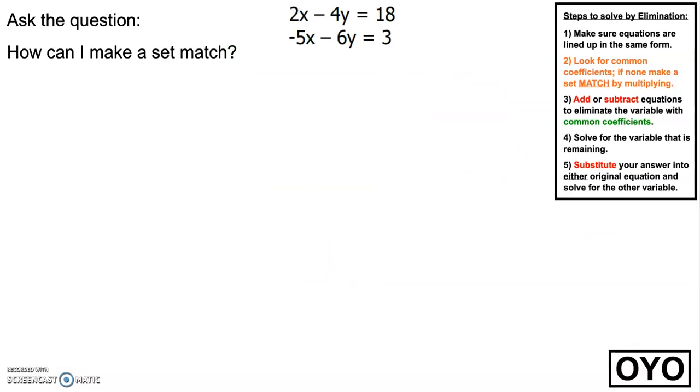All right, this problem is on your own. Ask the question, how can I make a set match? How can I make a 2 and a 5 match? How can I make a 4 and a 6 match?